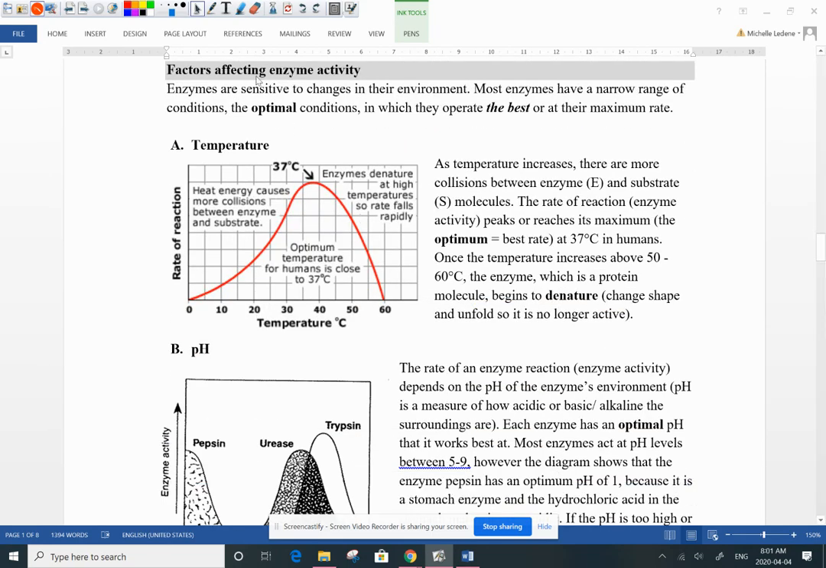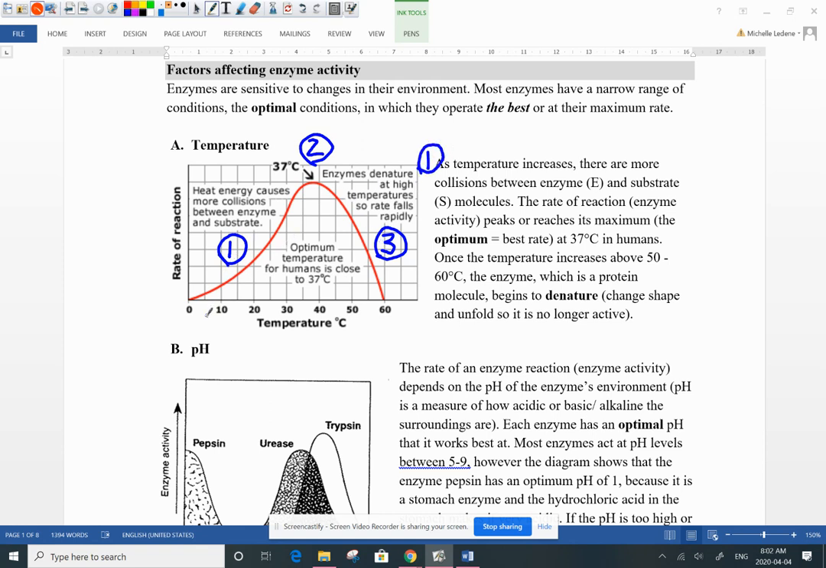All right, factors affecting enzyme activity. Looking at this graph, we have to understand that enzymes, because they're protein, are pretty sensitive to their environment. What happens in their environment can affect the rate of reaction, the activity, how able the enzyme is to catalyze a reaction. You'll notice in this graph for temperature, it's kind of three different parts.